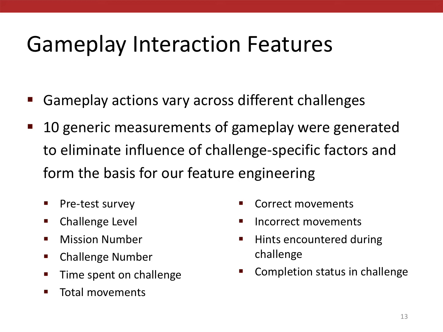Because gameplay actions can vary depending on the challenge, we engineered 10 generic representations that represent a student's gameplay independently of the challenges played. This includes their pretest survey score, challenge information, movements, and hint usage. These representations will form the basis for our static and sequential feature vectors we describe in the following slides.